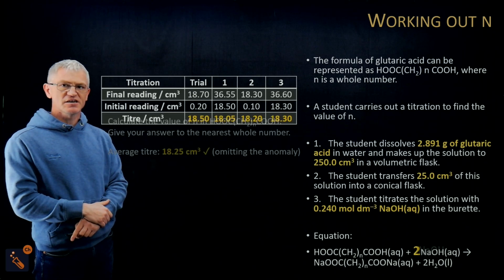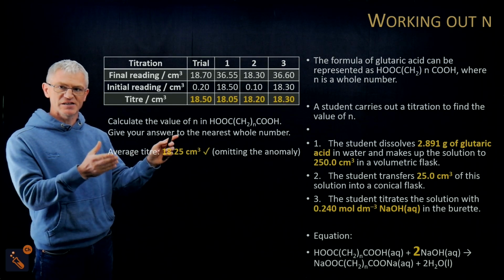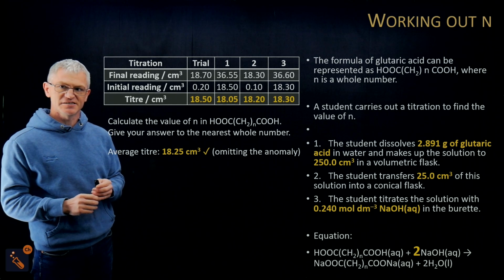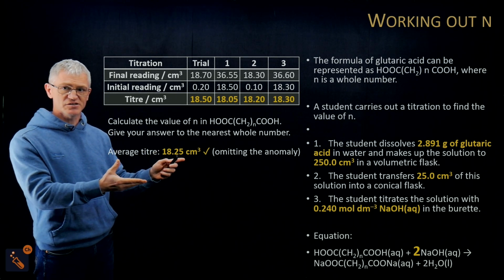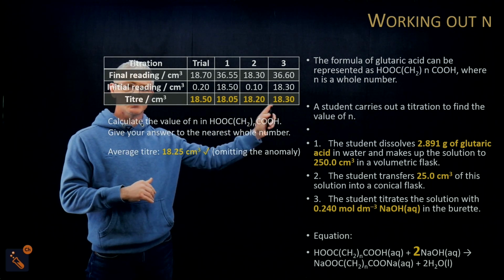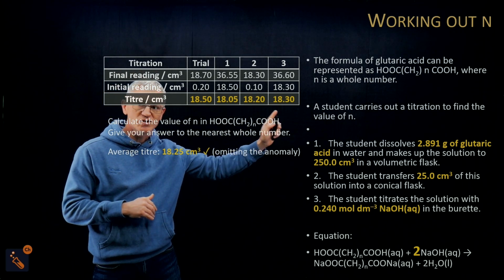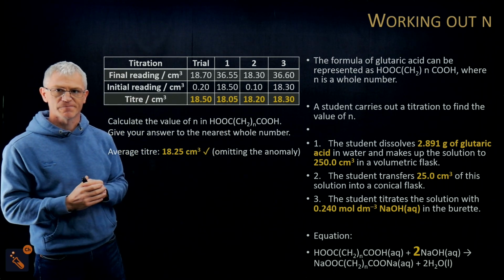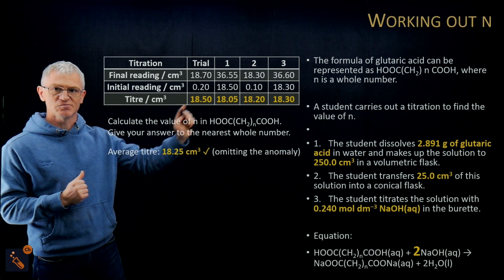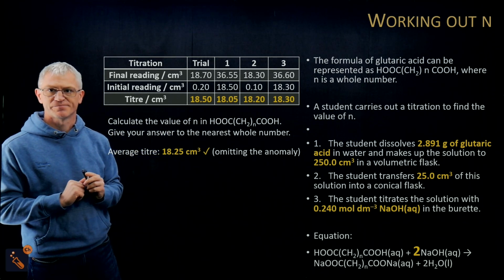Right, let's go on to the actual calculation part. So calculate the value of N in this acid, giving your answer to the nearest whole number. So here is your average titre. We've taken these 2 numbers right here, and we've just averaged those, and I've got 18.25. And we omitted the anomaly, which is 18.05, and we didn't use the trial.